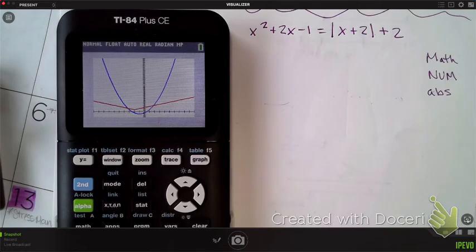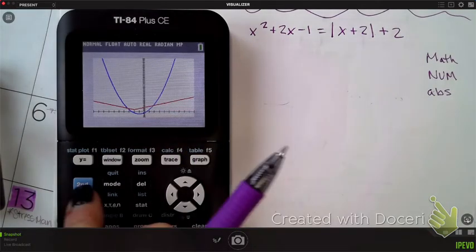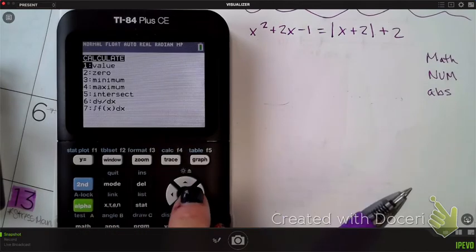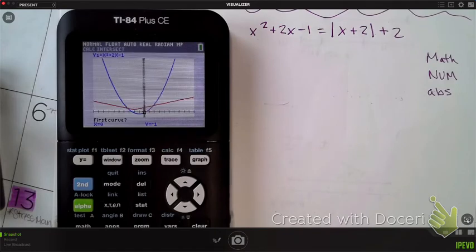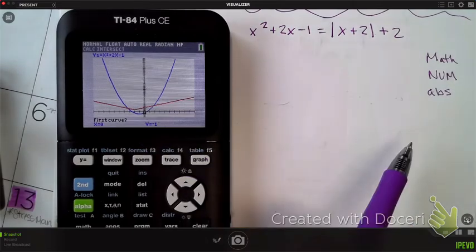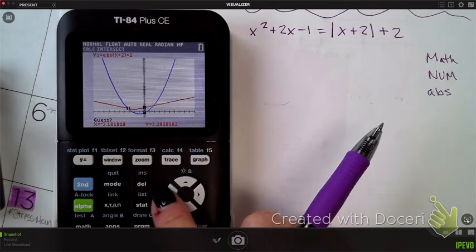Okay, so how do I get the calculator to get them for me? Press second, calc, and press 5. You can arrow down to 5 and hit enter, or just type in 5. And then first curve, hit enter. Second curve, enter. And I'm going to go to the left because we should list that one first anyway, right?